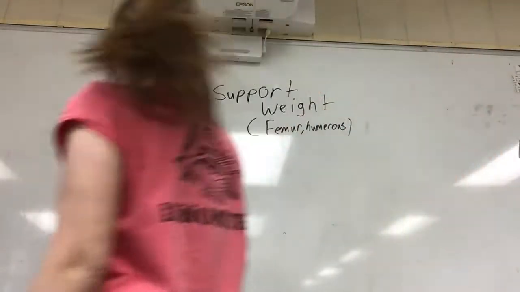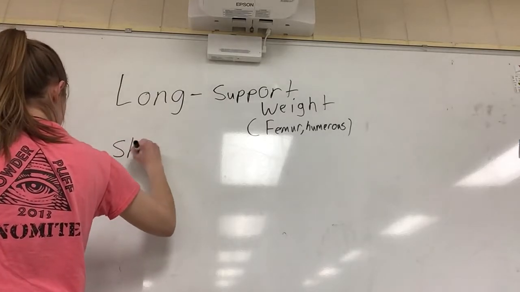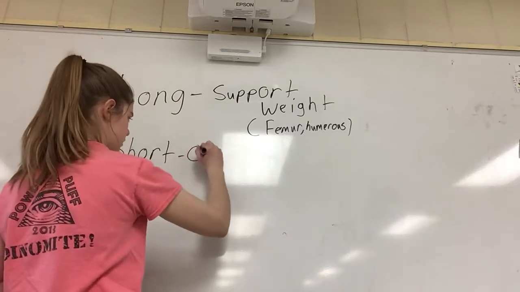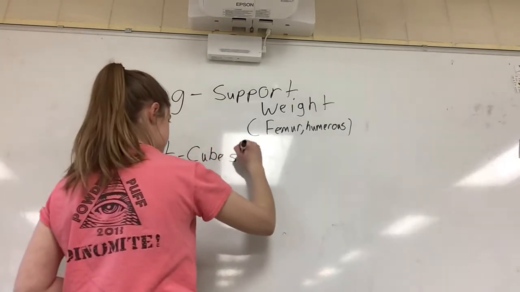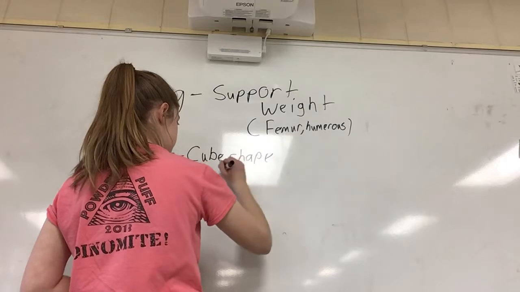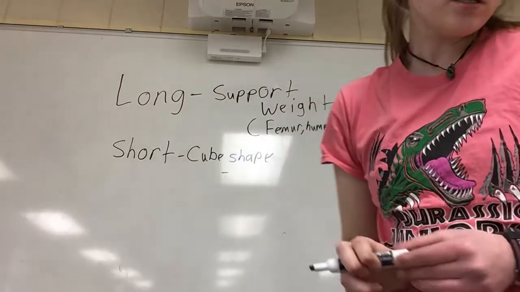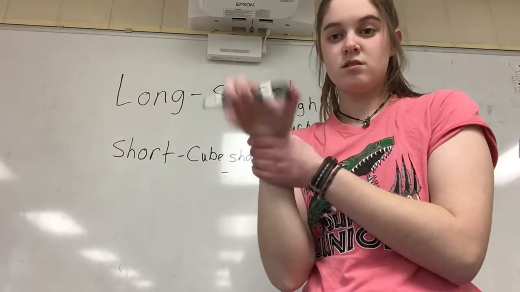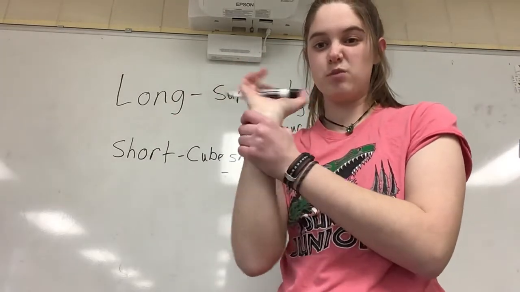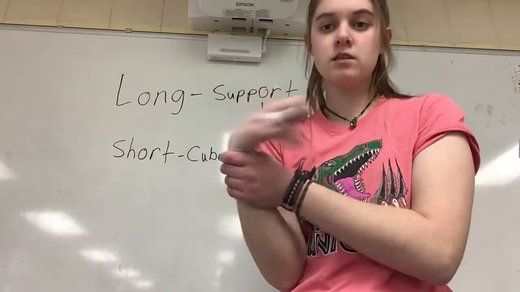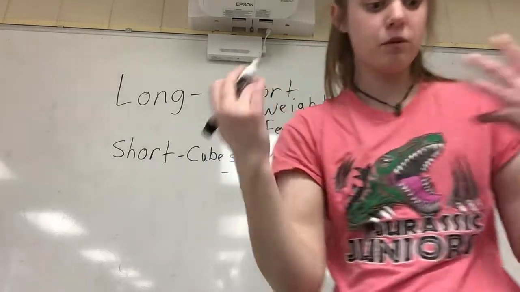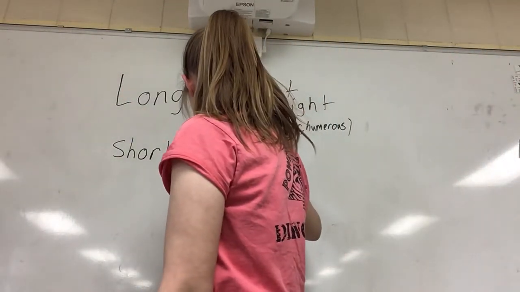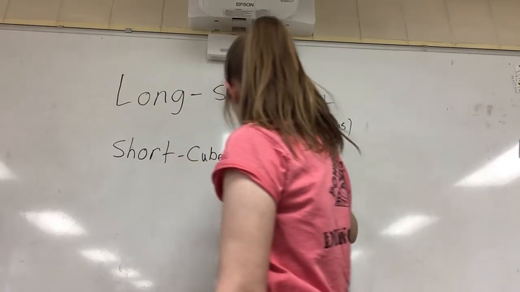Next, opposite of long, we've got short. These are cube-shaped, actually. And they provide stability. Think like your wrists. Your wrists, your ankles, they need to be small so they can move like this. But they provide support and stability. So think carpus or tarsus.